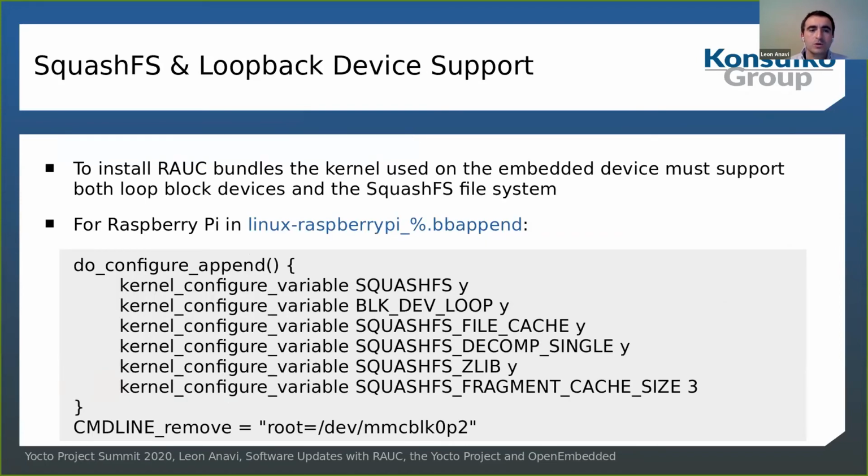Another thing is SquashFS. At the beginning of the presentation, I told you that SquashFS is required for the update bundle. This has already been integrated as part of the kernel booted with this meta-rauc-community layer for Raspberry Pi. Here is how it happens. Here is the bbappend file for the Linux Raspberry Pi kernel recipe, which is coming from meta-raspberrypi. And here is how we're setting the SquashFS and the loopback configuration variables in the kernel defconfig.